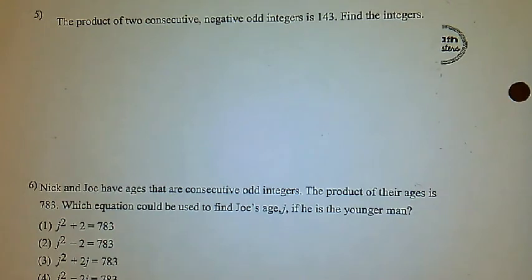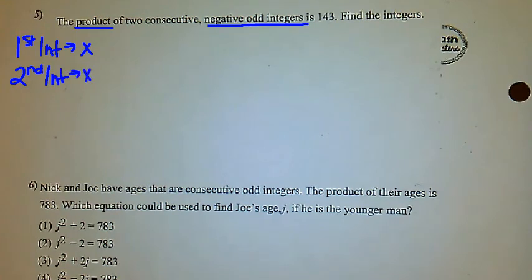Alright, so the product of two consecutive negative odd integers. Again, as soon as you see the words even or odd, you have to remember the first integer will be x, and the second integer will be x plus 2. Also, you might be asking, well, Miss G, if every time we write the same exact thing, x and x plus 2, why do we have to write that every time? I need to know that for your let statement.